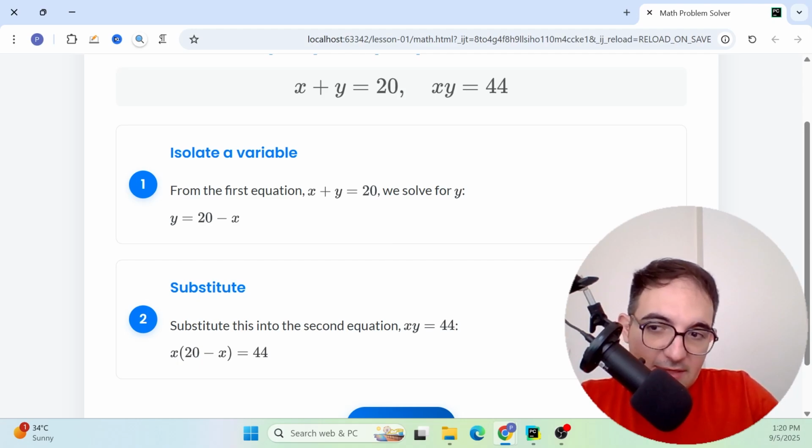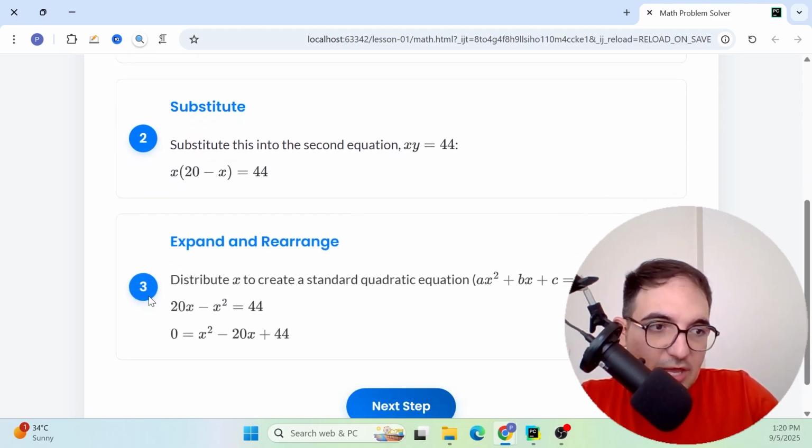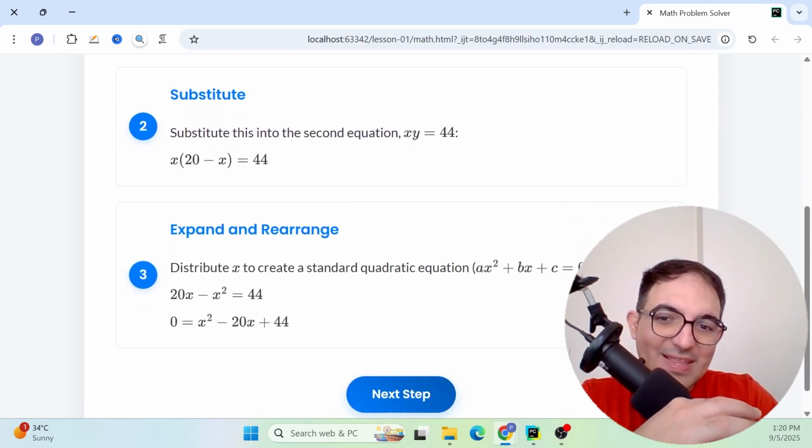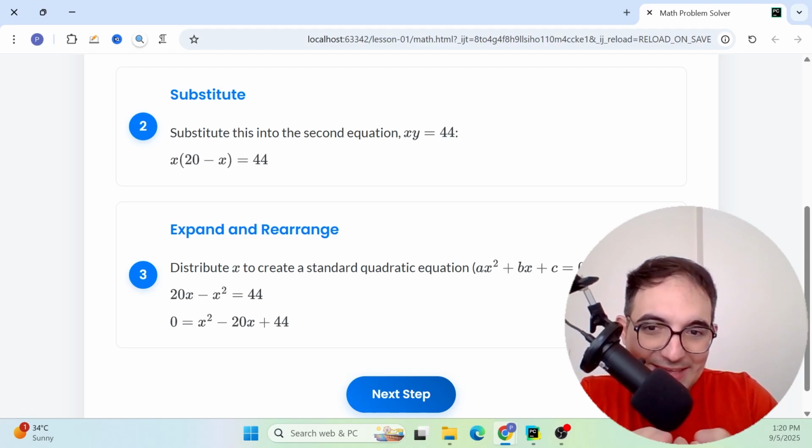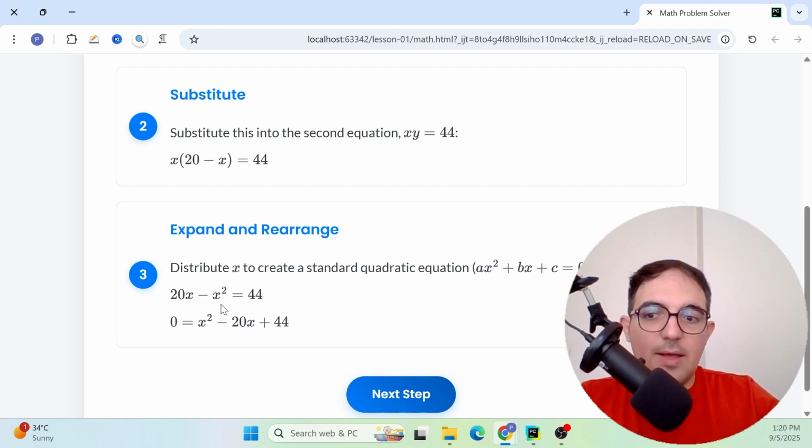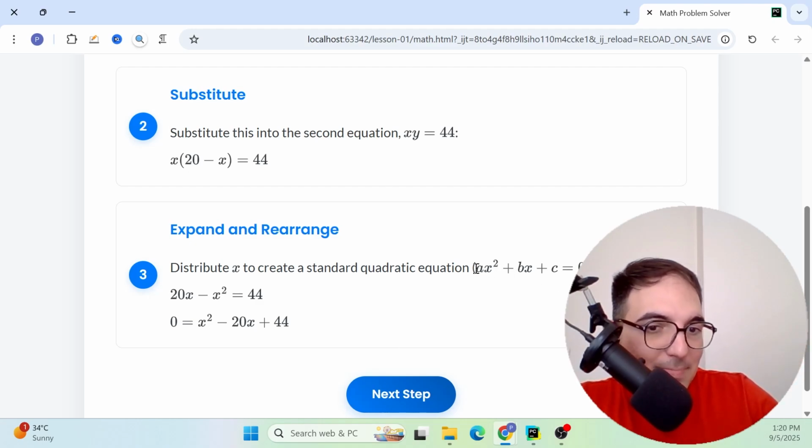Step 3, we need to expand this. We multiply the x into the parenthesis, and x times 20 gives us 20x, and x times minus x gives us minus x squared. To solve this problem, we want to arrange it into a standard quadratic, ax squared plus bx plus c equals 0.